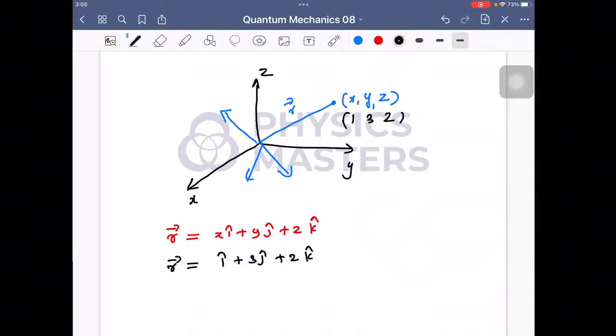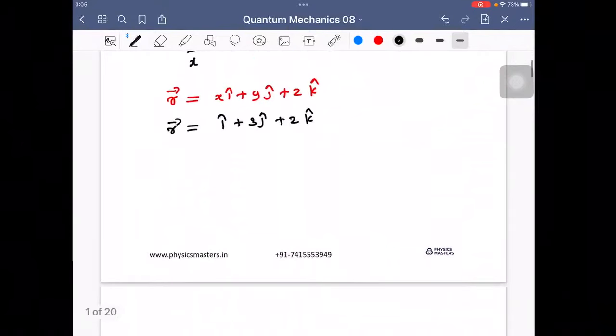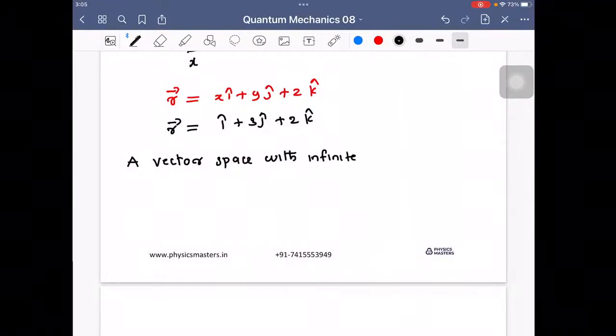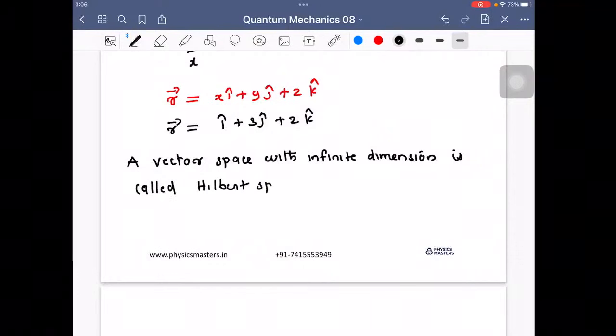Similarly, if you consider a vector space which has infinite dimension, not 1 or 2 or any other finite number, instead the space has infinite dimension, such a vector space is called Hilbert space. So a vector space with infinite dimension is called Hilbert space. Now we will discuss some properties related to the Hilbert space.